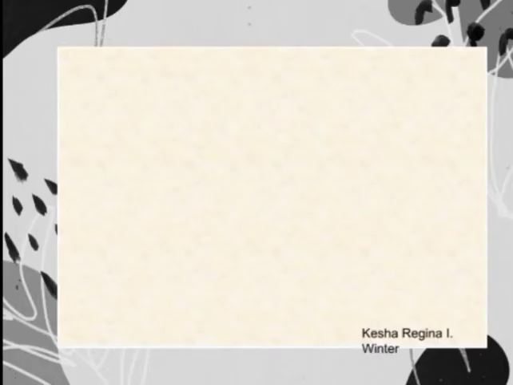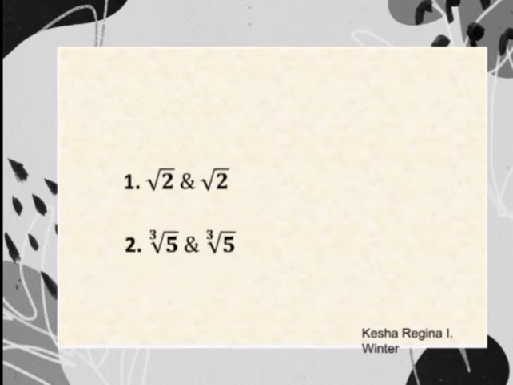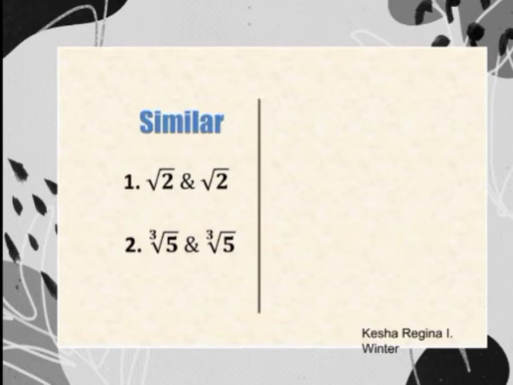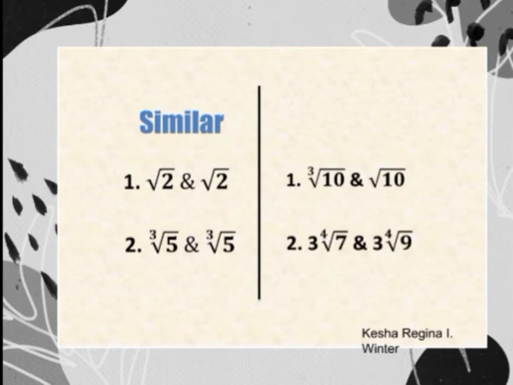How can we differentiate similar and dissimilar radicals? The square root of 2 and the square root of 2, and the cube root of 5 and the cube root of 5 are both the same, so they are both similar. And the cube root of 10 and the square root of 10, different indices but same radicands, so they are dissimilar. So are 3 times the 4th root of 7 and 3 times the 4th root of 9. Same indices, different radicands, so they are still dissimilar.